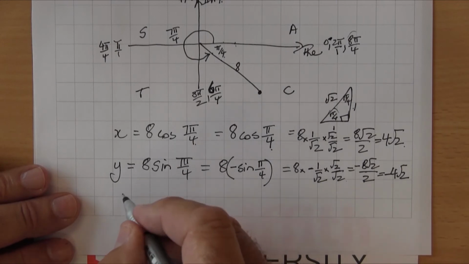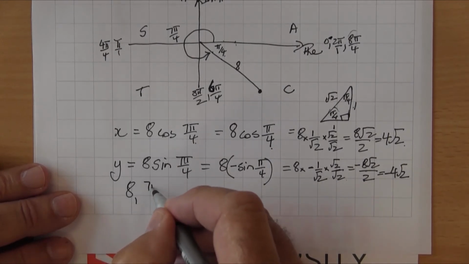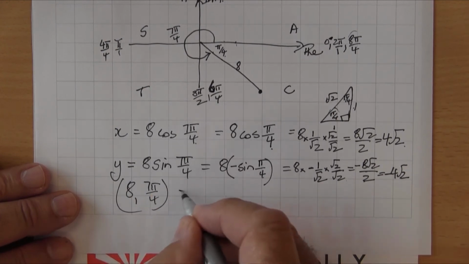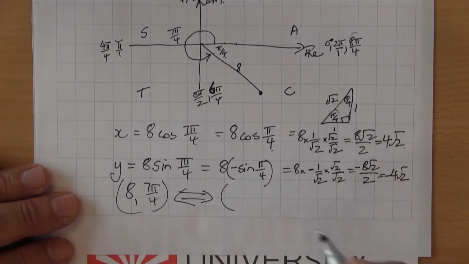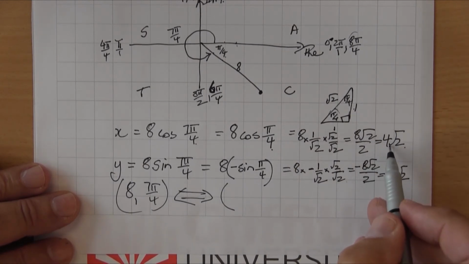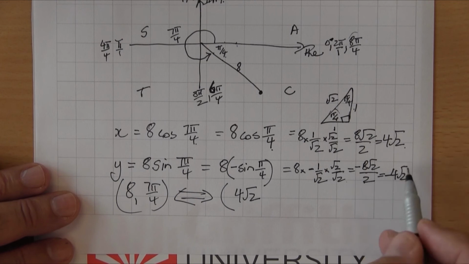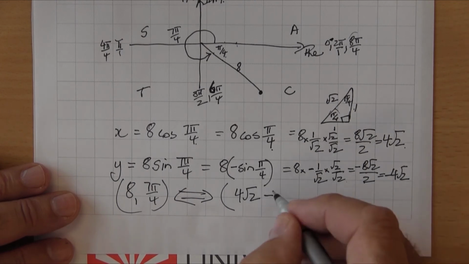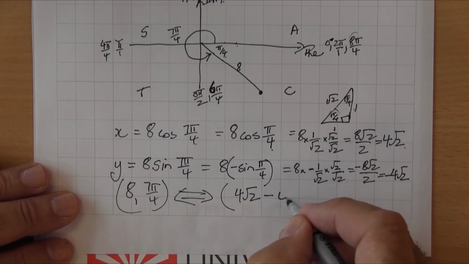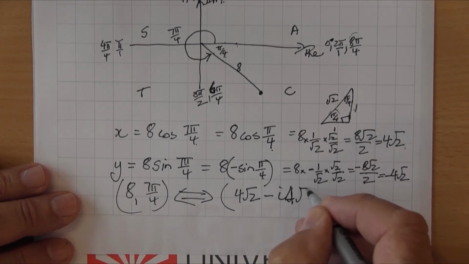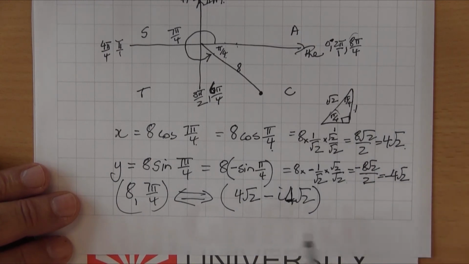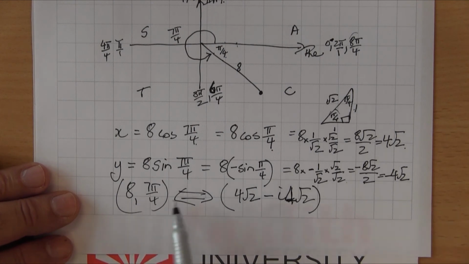So now we can put it together. So 8 at 7 pi on 4 is equivalent to x plus iy. My x is equal to 4 root 2. And my y is negative 4, so that'll be minus i times 4 root 2. So 4 root 2 minus i 4 root 2. They are equivalent complex numbers.